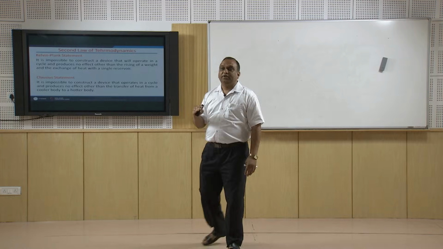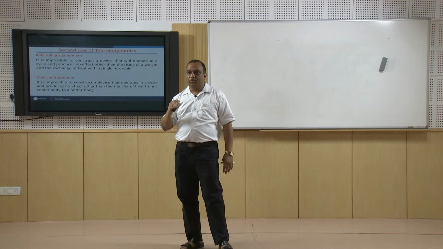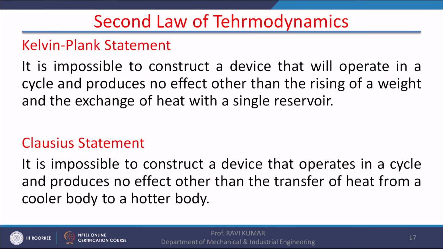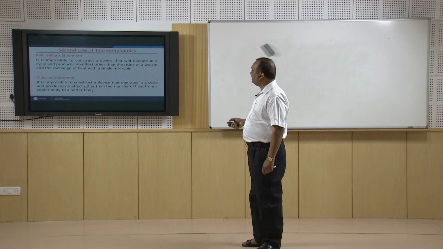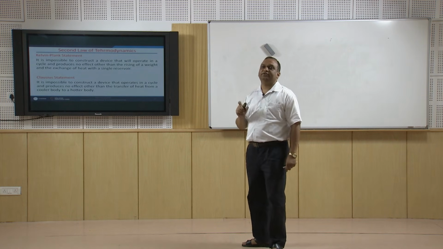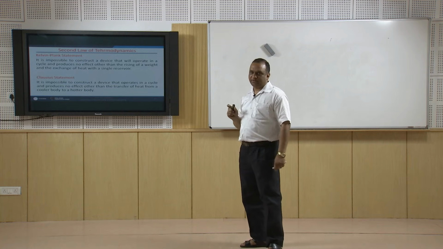It means heat by itself cannot flow from lower temperature to higher temperature, or from a cooler body to a hotter body. So if you want to make heat flow from low temperature to high temperature, external work is required. These two statements, the Kelvin-Planck statement and the Clausius statement, are both addressing the second law of thermodynamics.